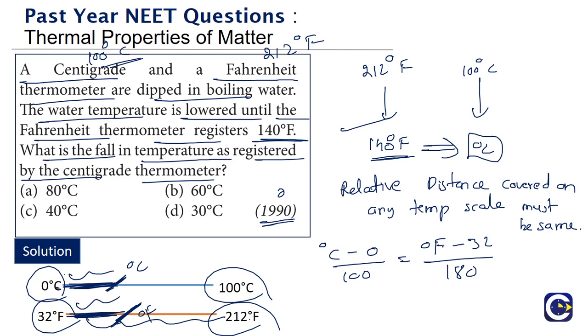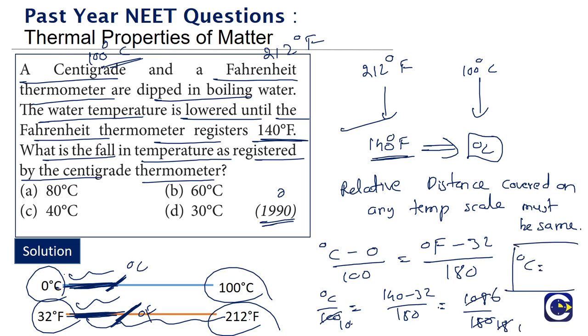So here you see Fahrenheit temperature is given to us. What is it? 140. So look at this, degree Celsius by 100 is equal to 140 minus 32 by 180. 140 minus 32 means that is 108. 108 by 180. So we can see here 10 tens are 10 18s. 18 ones are 18 sixes. Which means we'll take the 10 to the right side, it will go to the numerator. So what we have is the corresponding degree Celsius value will be 6 into 10, that is actually 60. So Celsius scale reading is 60 degrees.